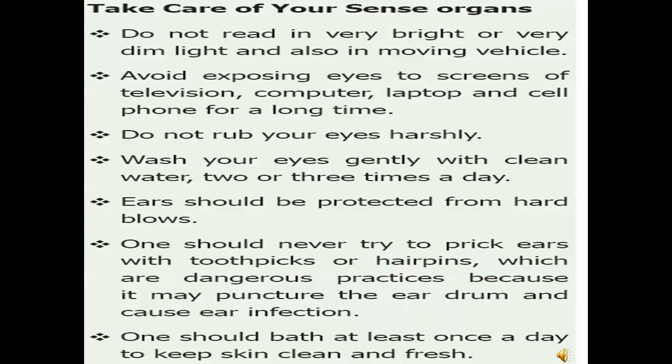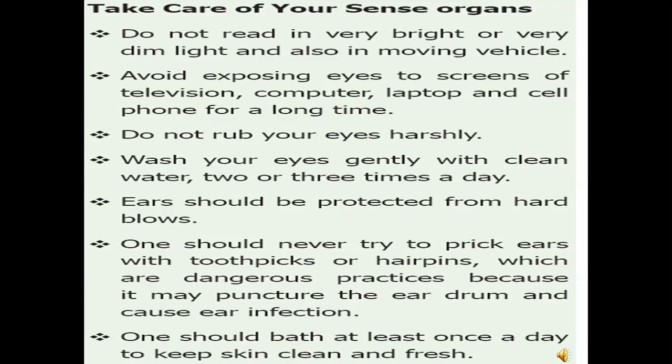Take care of your sense organs. Always you should take care of your sense organs. Some points given here. Don't read in very bright or very dim light and also in a moving vehicle. Avoid exposing eyes to screens of television, computer, laptop and cell phone for a long time. Don't rub your eyes harshly. Wash your eyes gently with clean water 2 or 3 times a day.